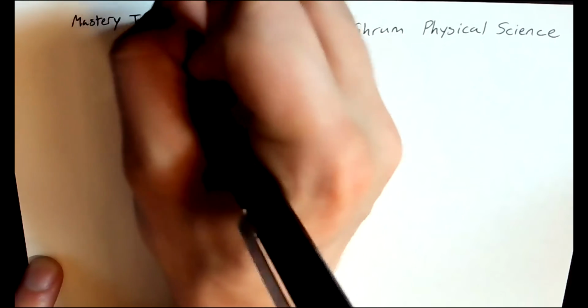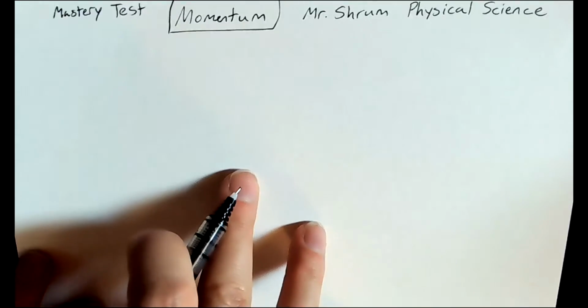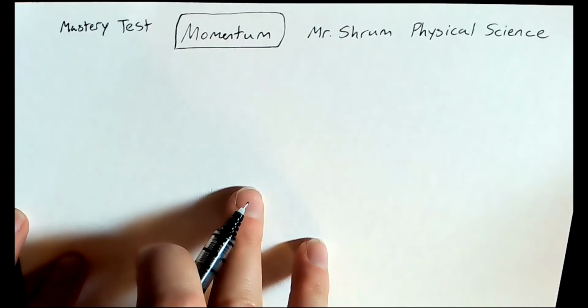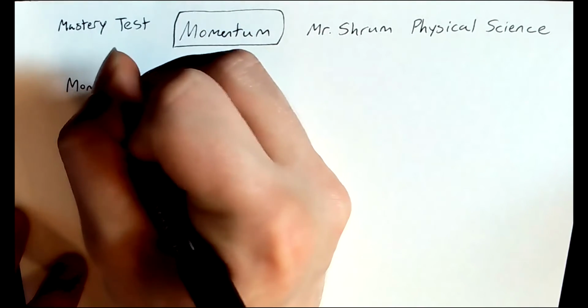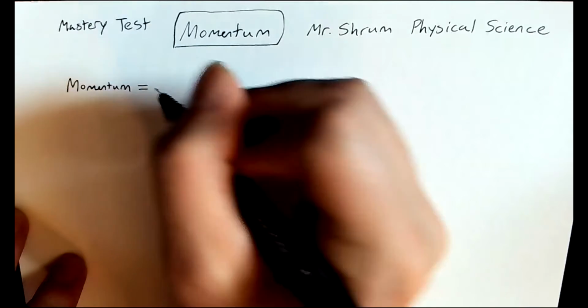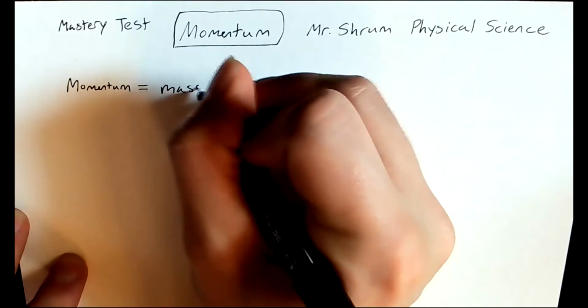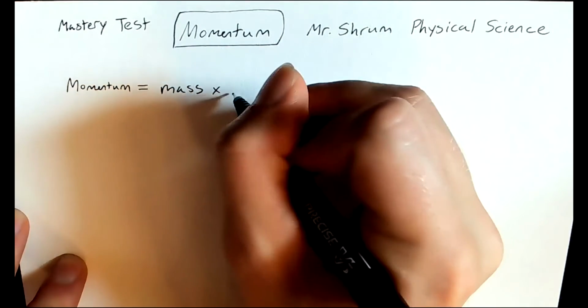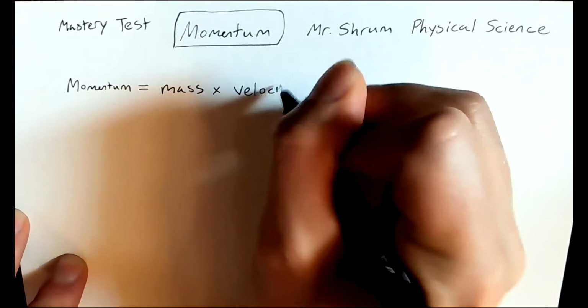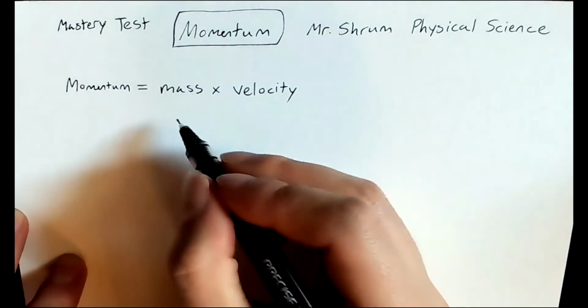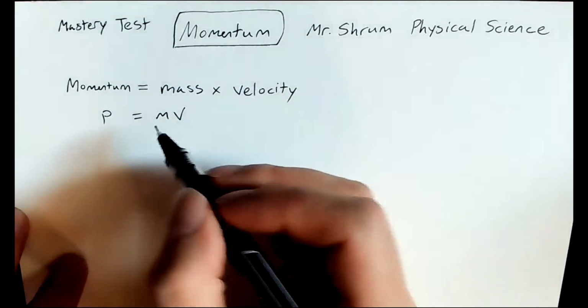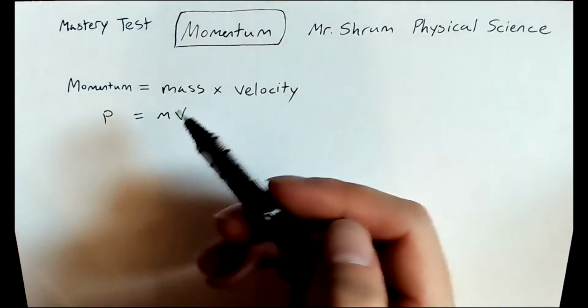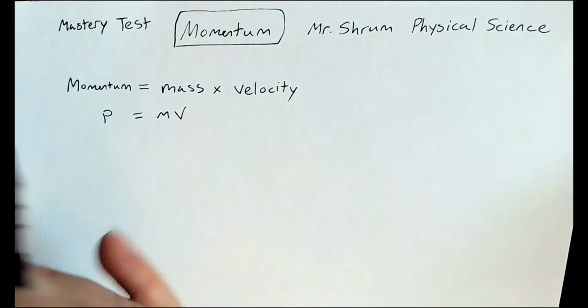So in that mastery test, there are momentum problems. And if you look in the lesson, momentum is the product of mass and velocity. And you can write that as P equals mv. We have P here that stands in for momentum.